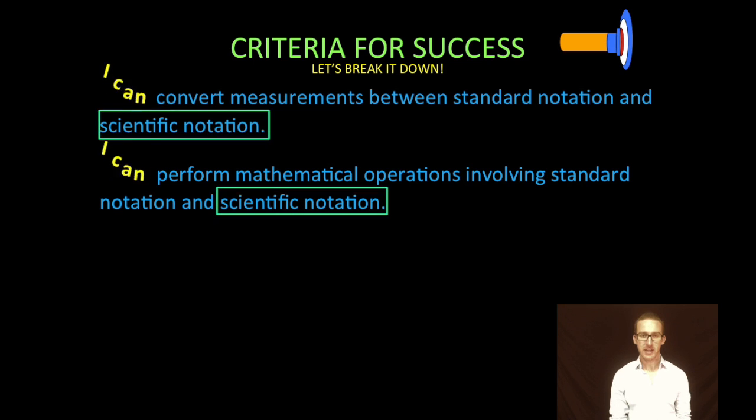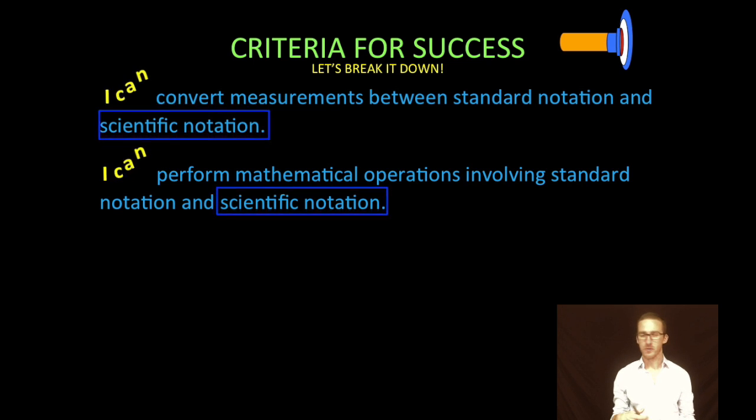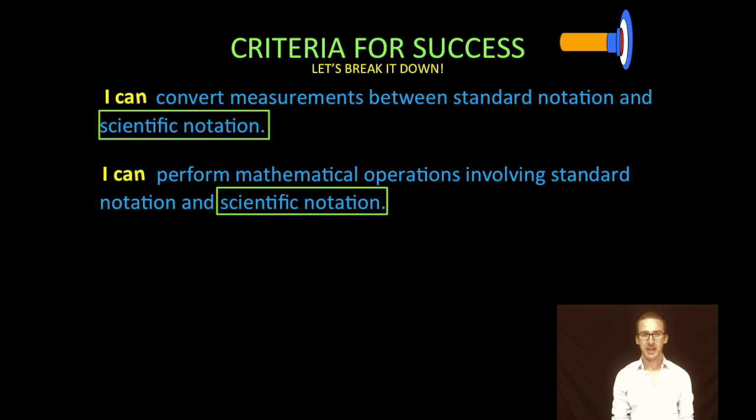First thing we're going to do is convert measurements between standard notation, or writing numbers like you're used to, and scientific notation. And two, we're going to perform mathematical operations involving standard notation and scientific notation. So get numbers into scientific notation and then do some math. I am so excited for this.